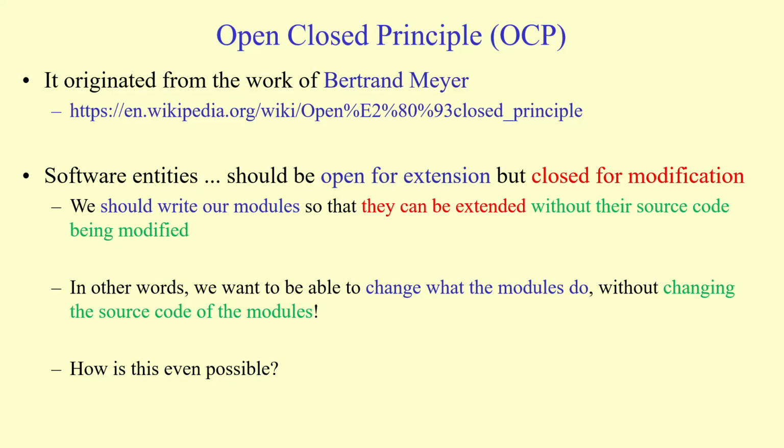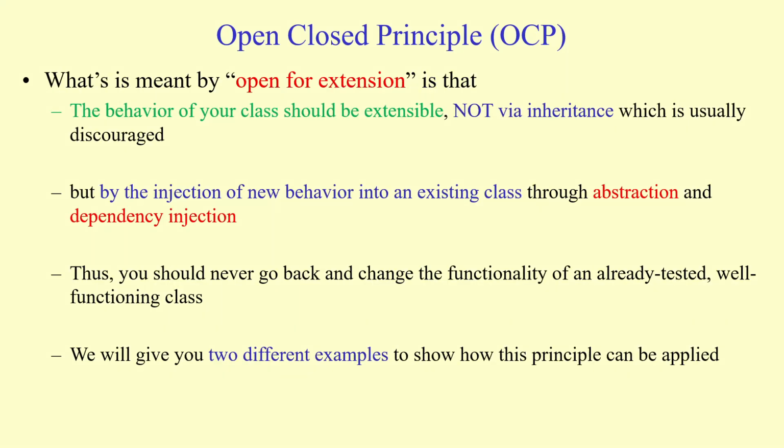In other words, we want to be able to change what the modules do without changing the source code of the modules. How is this even possible? What is meant by open for extension is that the behavior of your class should be extensible, not via inheritance, which is usually discouraged, but by injection of new behavior into an existing class through abstraction and dependency injection. And thus, we should never go back and change the functionality of an already tested and well-functioning class.